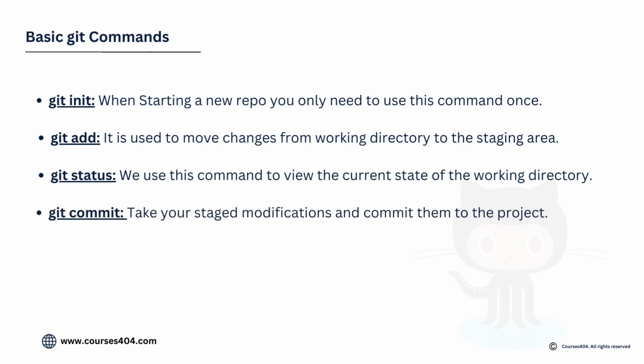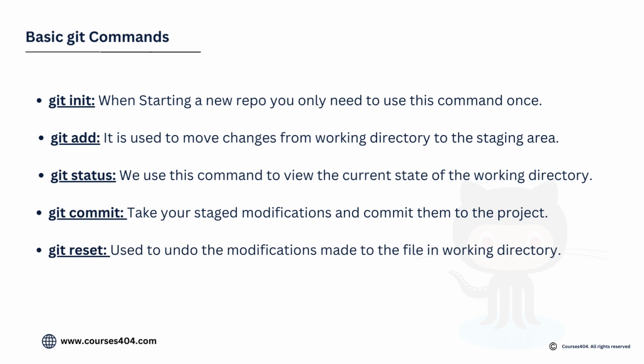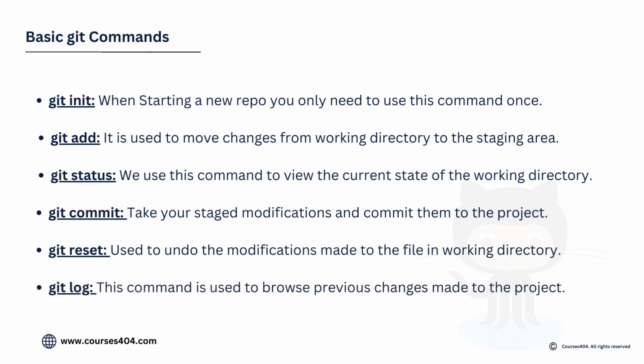Commit. The command git commit is used to commit your staged modifications to the project. Reset. The command git reset is used to undo modifications made to a file in the working directory. Log. The command git log is used to review prior modifications to a project.